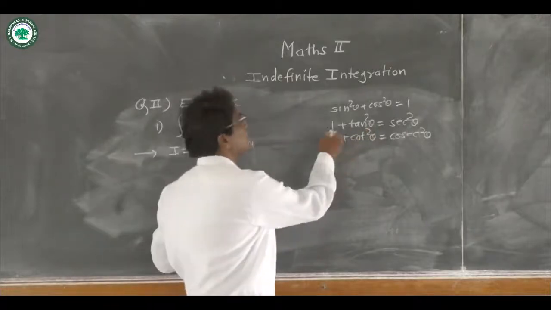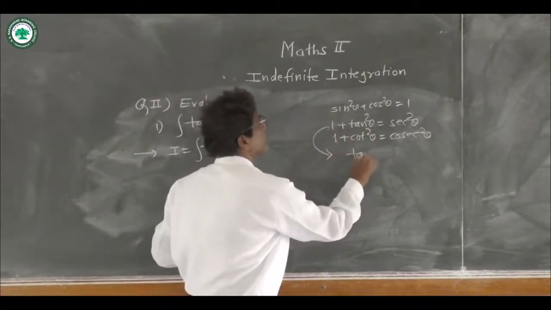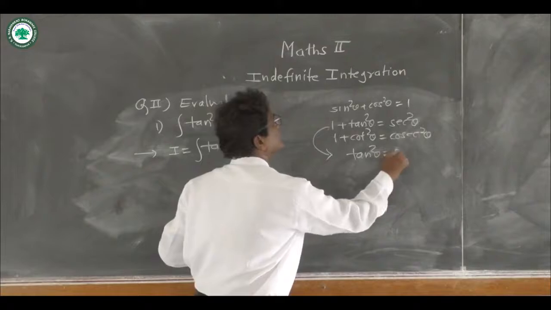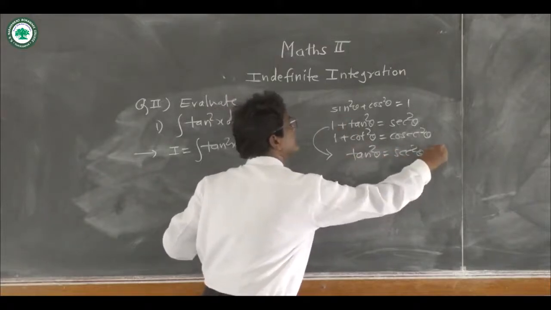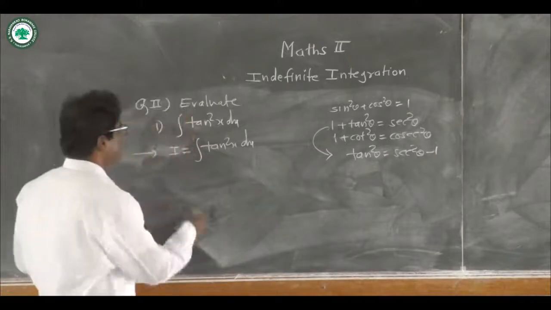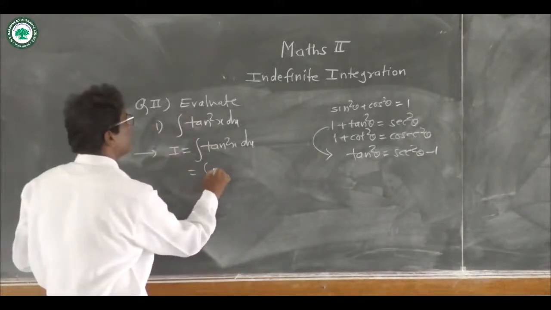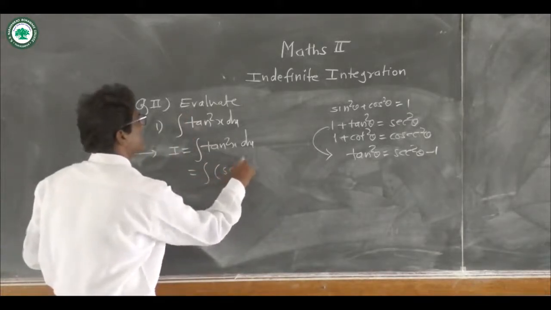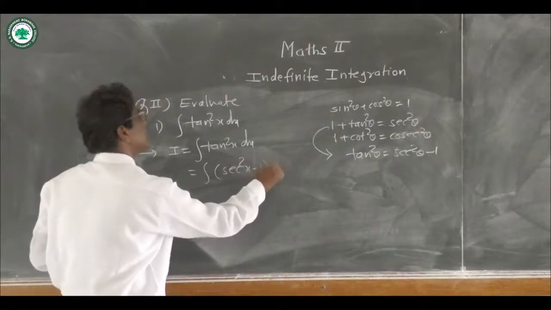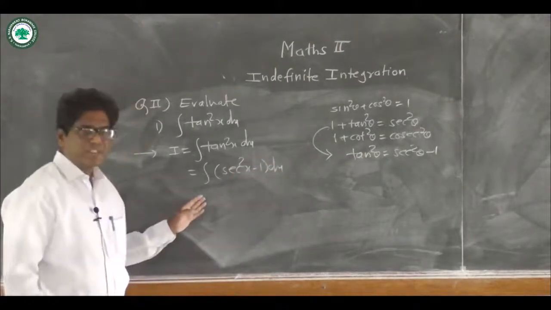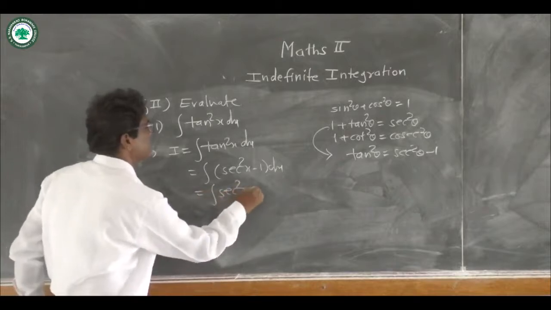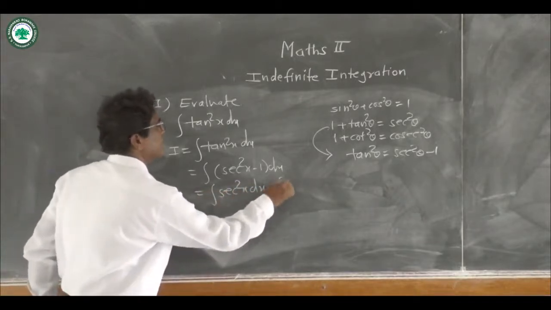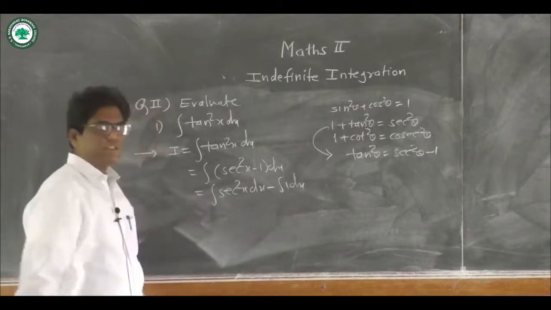From this, tan square theta is equal to sec square theta, carry this one, it becomes minus 1. And therefore, this is equal to integration of sec square x minus 1 dx. Now separate the integration. So this is equal to integration of sec square x dx minus integration of 1 dx.